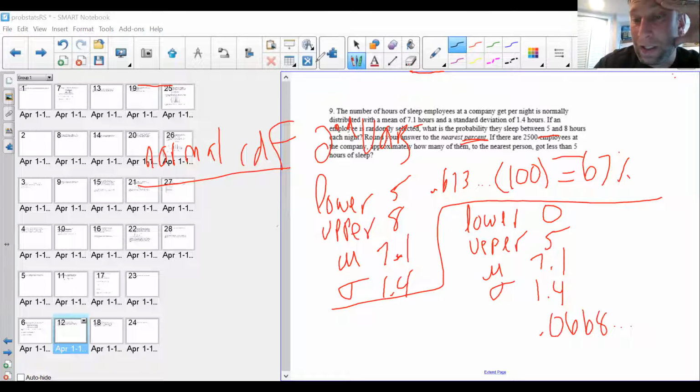Now again, there are three possibilities. A, I can leave it like this. B, I can multiply by 100 for a percent. Or C, I can multiply by the number of data points if they give me a number of data points. In this case, they're giving me the number of data points. They're giving me 2,500 employees. So I'm multiplying that by 2,500, and I get 167. Approximately 167 of them.